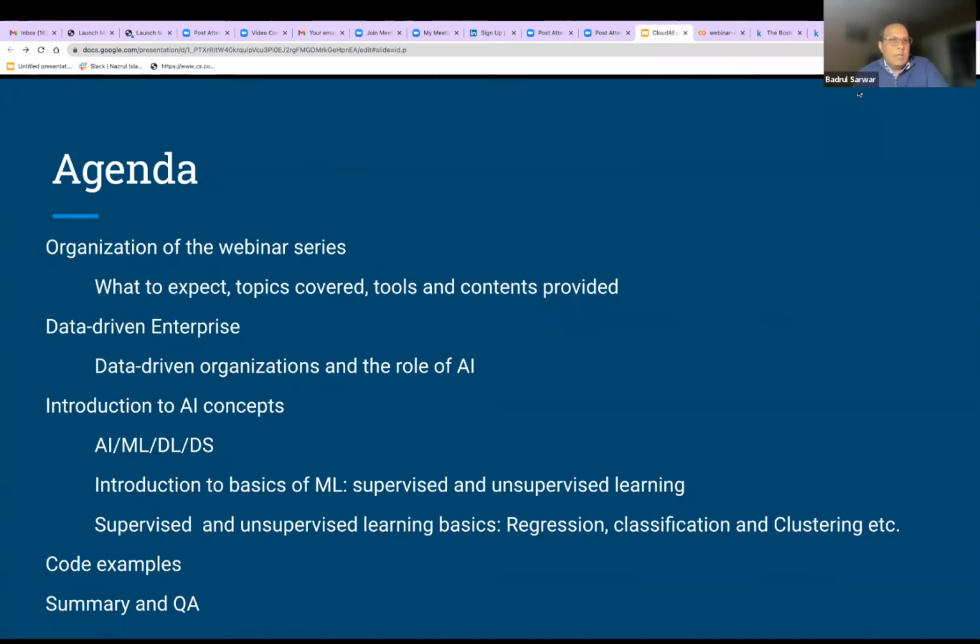Then we'll talk about the traits and qualities of a data-driven enterprise, how an enterprise can become data-driven, and the role of AI in making an organization data-driven. Then we'll talk about some basic AI concepts, trying to demystify the basics of AI, machine learning, deep learning, and data science and the differences between them. If time permits, we'll show you some code examples that I have prepared. If not, I'll share them with you. Then we will take some questions later on.